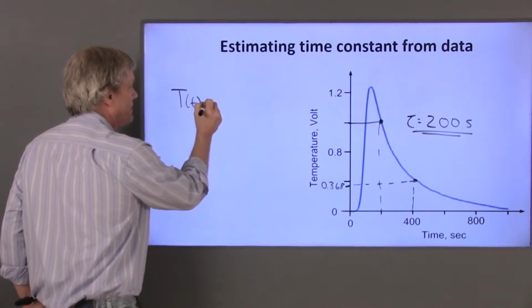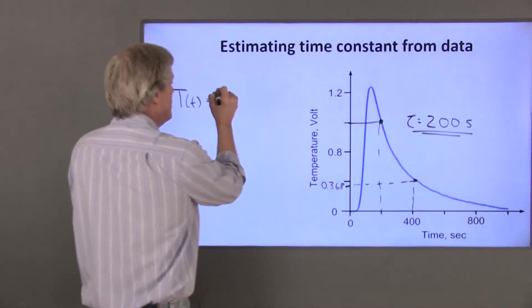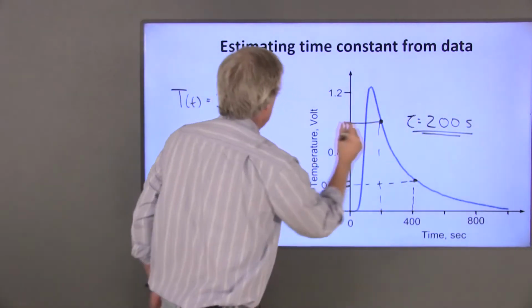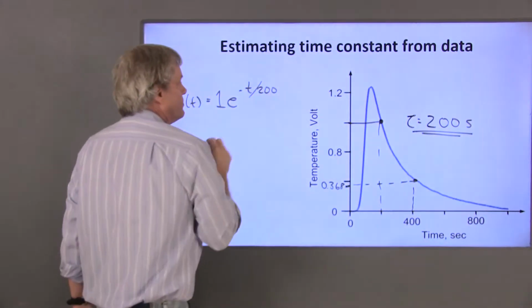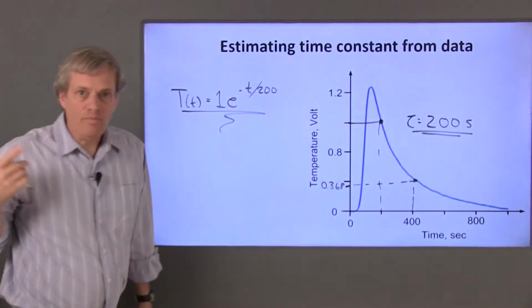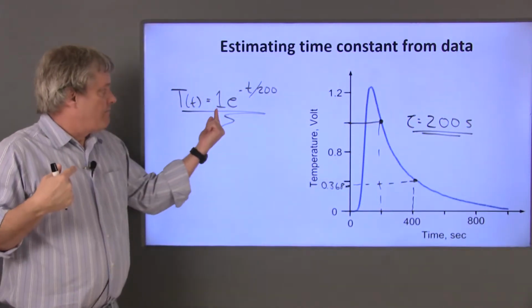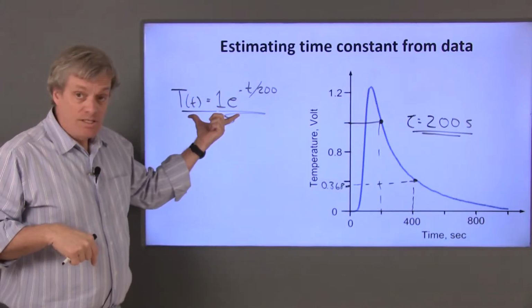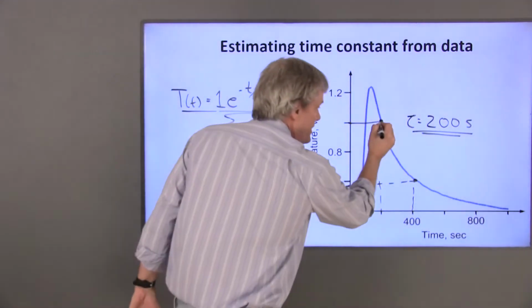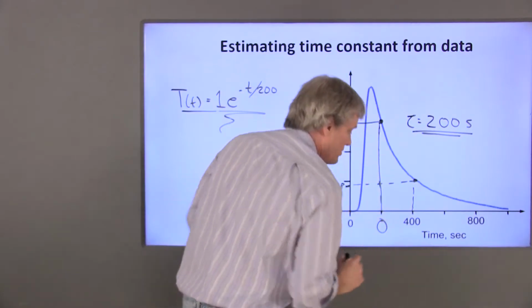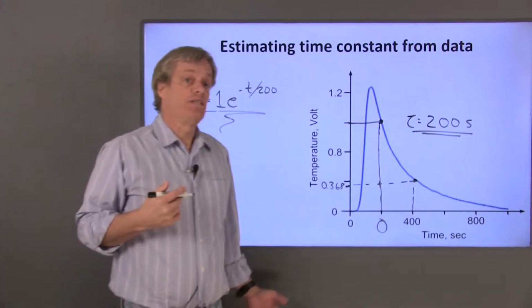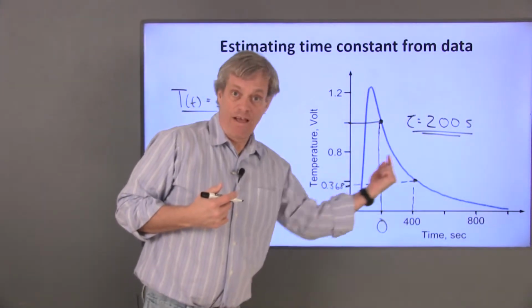Now I can write the equation for the curve. Temperature as a function of time is equal to the initial temperature, 1 volt, times e to the minus t divided by tau, 200 seconds. Notice that the value of this function at time t equals 0 is 1. This function is based on redefining the time at this point to be 0 seconds. This definition changes if we choose a different value for the initial value of the function.